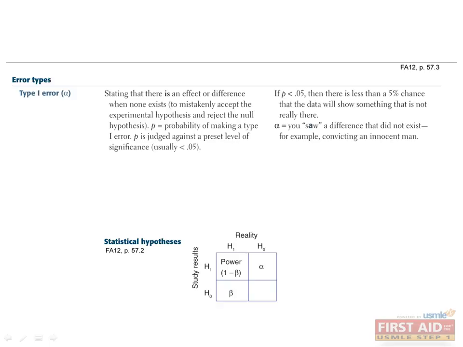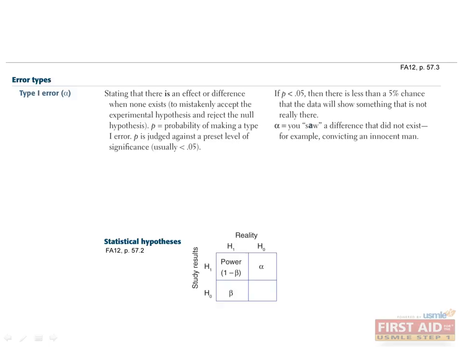The probability of making a type 1 error, alpha, is equal to the p-value in a study. Hopefully the concept of a p-value is familiar to you. At the very least, you should know that the p-value is typically judged against a preset level of significance, usually 0.05 in most studies. If p is less than 0.05, this means there is less than a 5% chance that the data will mistakenly show an effect or difference when none exists.